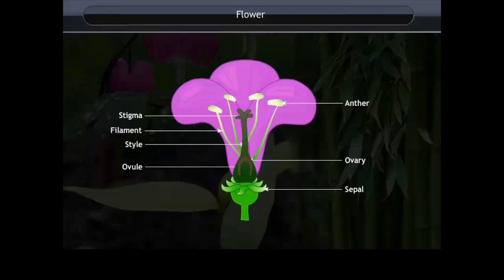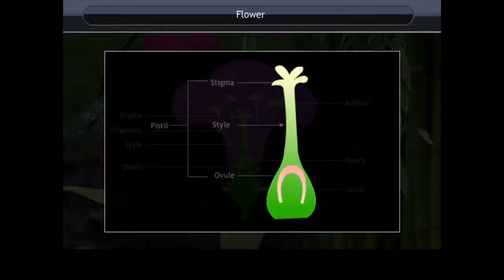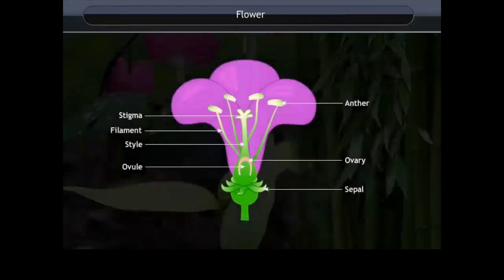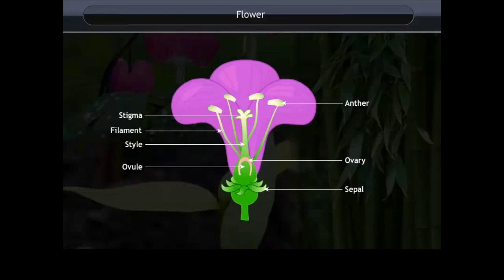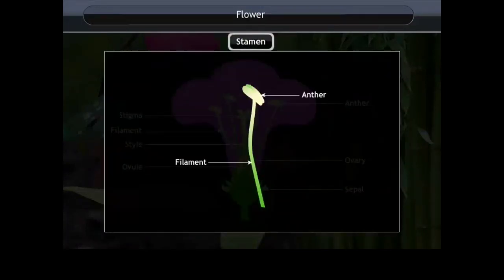The innermost part of a flower is called pistil. The lowermost and swollen part of the pistil is called ovary. The small bead-like structures inside the ovary are called ovules. Stamen is the structure in a flower that produces pollen and consists of a filament and an anther.